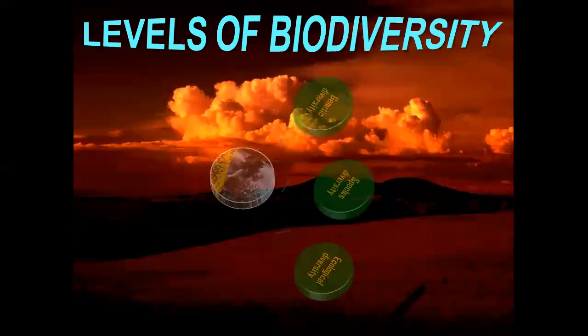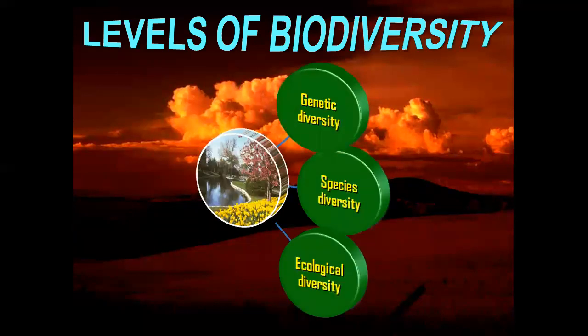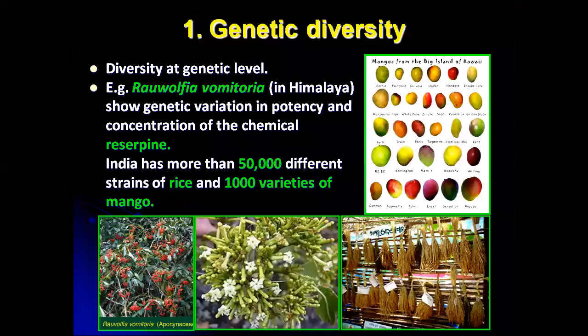So first of all, let's go with the levels of biodiversity. The levels of biodiversity: genetic diversity, species diversity, ecological diversity. The diversity at the genetic level, we call genetic diversity. Rauwolfia vomitoria, for example, in the Himalayas, shows genetic variation in potency and concentration of the chemical reserpine.